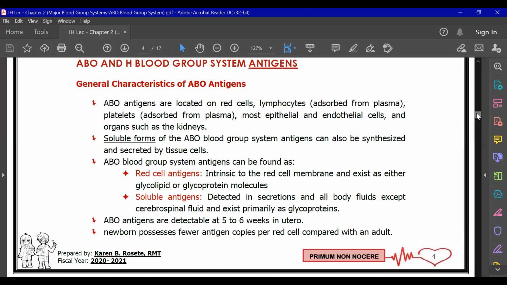So, naintindihan nyo yung dalawang form ng ating ABO blood group system antigens. They can be found as red cell antigens, meaning they are bound to red cell membranes. Pag sinabi naman nating soluble antigens, these are ABO antigens found in your body secretions and all other body fluids except for your CSF. And another difference is that your red cell antigens exist as either glycolipid or glycoprotein, but your soluble antigens only exist as glycoproteins.